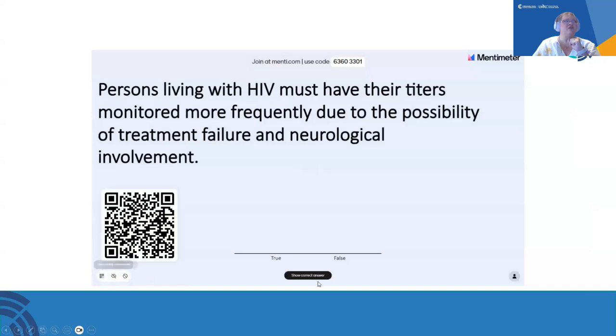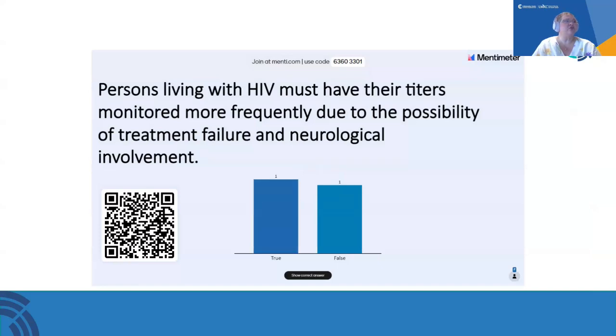True or false? Persons living with HIV must have titers monitored more frequently due to the possibility of treatment failure and neurological involvement. True or false? So the correct answer is true. Persons living with HIV must have their titers monitored at 3, 6, 9, 12, and 24 months, whereas a person that does not have HIV would have it done just at 6 and 12 months.